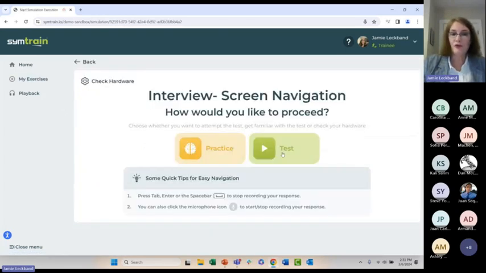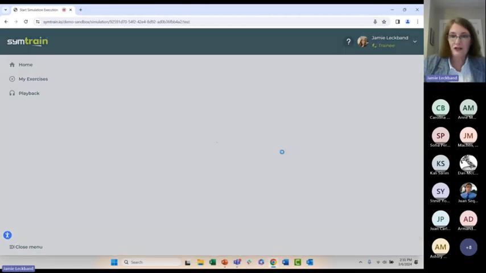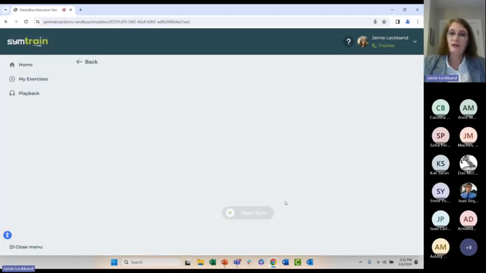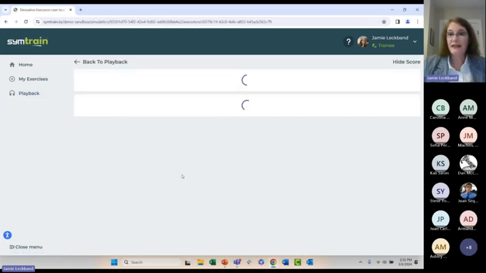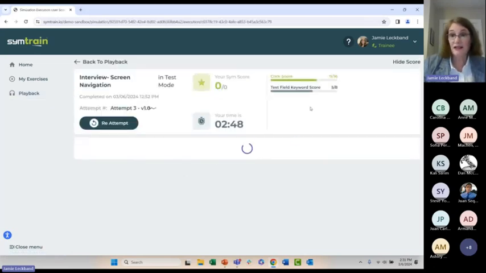And just to real quickly show you, screen navigation is really important. You can actually put in a screen navigation here. For some reason, my system is slow. And you can actually see how they navigated the process here. Did they enter in the information? Did they do it within a reasonable amount of time? So again, you can really see whether they followed the directions and all of that.